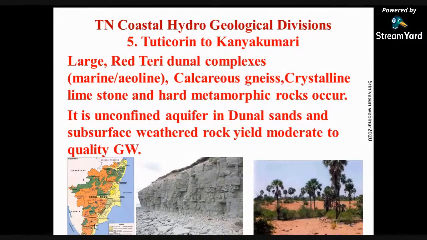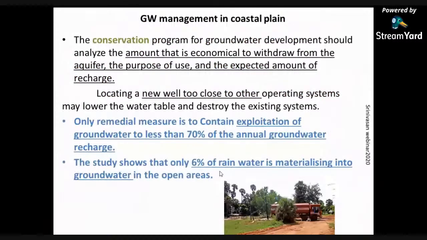Kindly see my cursor in the map, the last segment, Kanyakumari to Tuticorin. You get some old, red colored teri sand, which can also hold some groundwater. Then underlying calcareous gneiss and limestone rock, you see the fractures and bedding in that. So they also hold a moderate amount of water. The unconfined aquifer system exists. So these are the broad five types of the entire Tamil Nadu coast I have narrated.